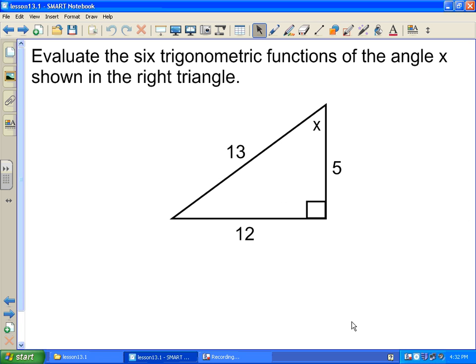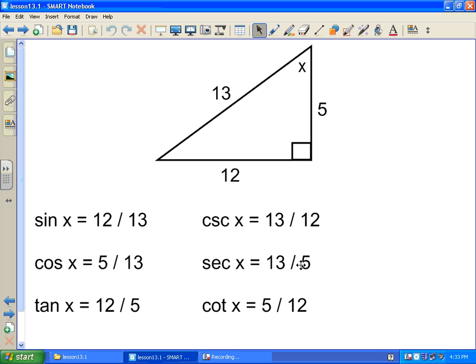So for example, I'm given a right triangle and I'm asked to evaluate the 6 trigonometric functions of the angle x. So that means I need definitions for the sine of x, cosine x, tan x, cosecant x, secant x, and cotan x. And all I need to use is the definitions of those 6 trig functions, because they're all defined in terms of these side lengths, 12, 5, and 13. So, for example, the sine is defined to be opposite over hypotenuse. So I go to angle x, the opposite is 12, the hypotenuse is 13, so the sine of angle x is 12 over 13.